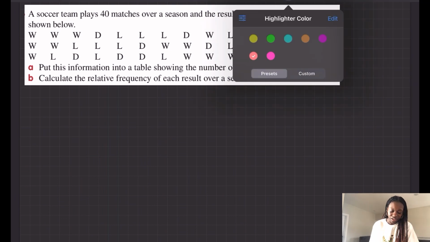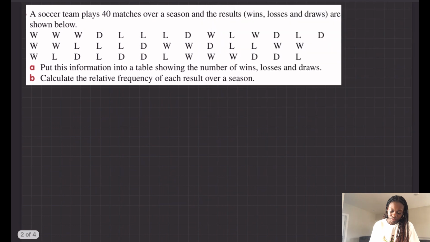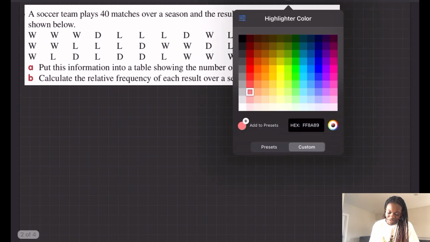So this question says, that's my red. I'm trying to find a red. Hold on. I have a red highlighter. I'm so sure of it.